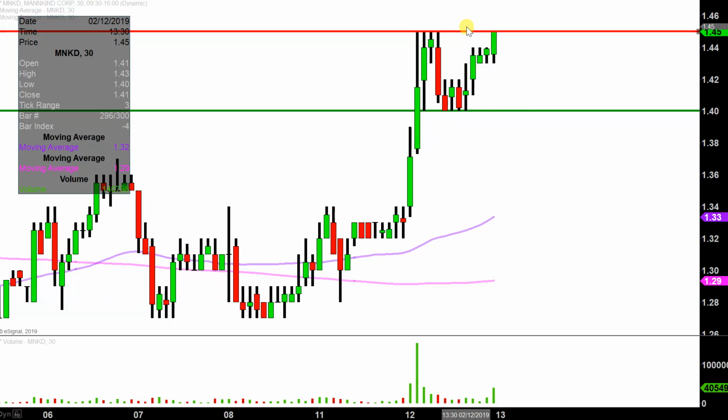All in all, though, anyway, look at it. Great volume today, great price movement. Now it's just a question of can the bulls build upon this momentum going forward?